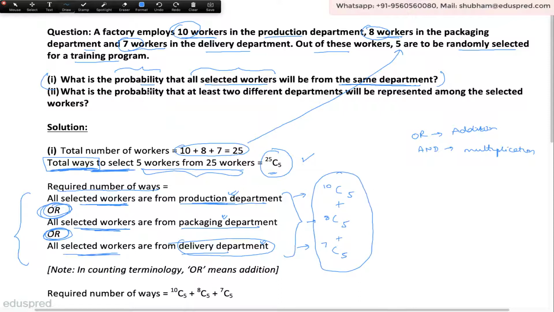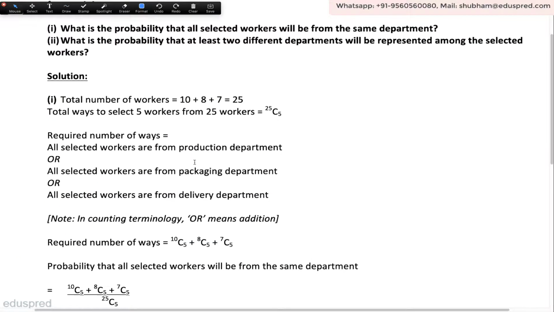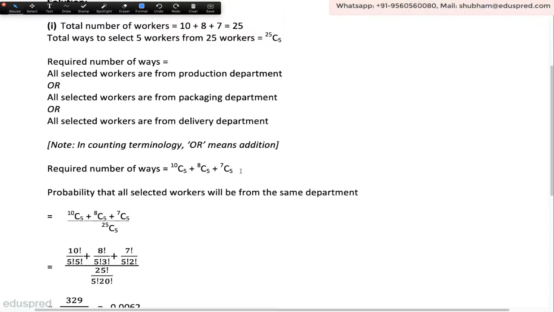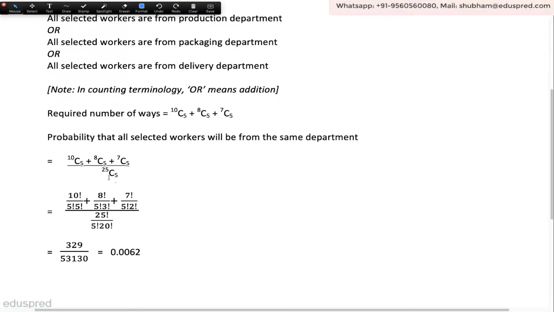And now what's going to be the probability? The probability is going to be the required number of ways divided by the total number of ways. So it's going to be the sum of these 3 divided by 25C5. Let me show you the calculation for this part. So required number of ways are these. And now if you want to find the probability, it's going to be the required number of ways divided by the total number of ways.